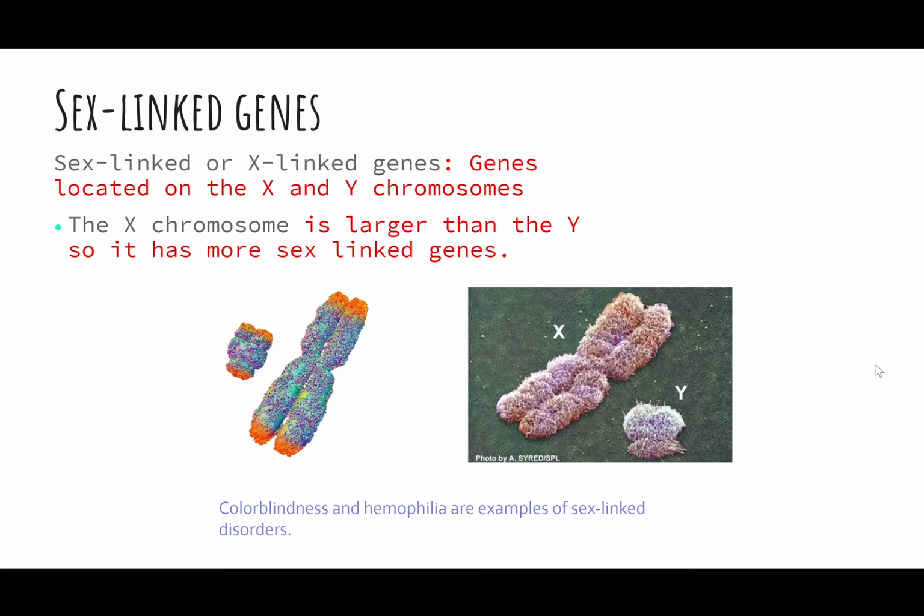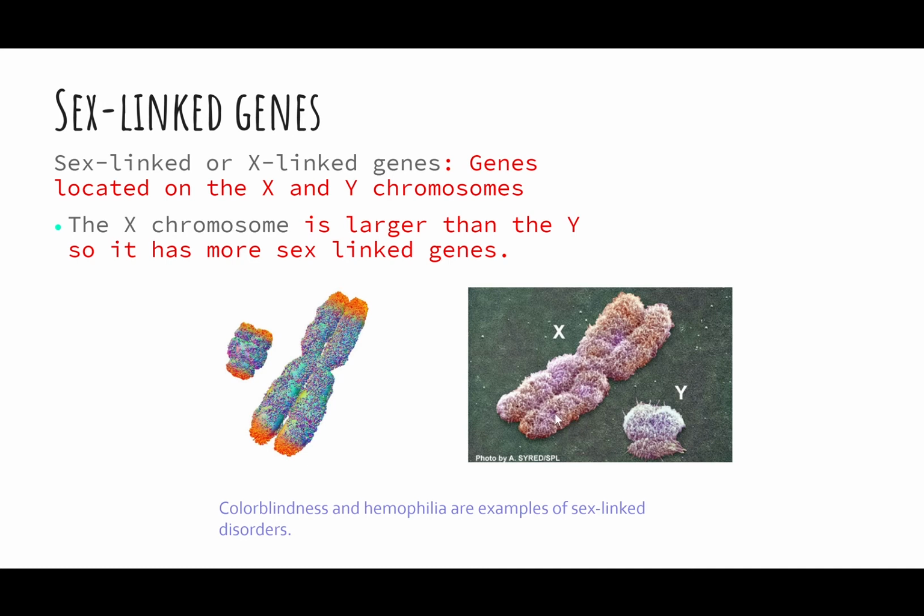And so they are what they sound like. They are genes that are located on the sex chromosomes, and specifically on the X and Y chromosomes. Okay, and here is just some closer looks at the X and Y chromosome. Something that you may notice right away is that the Y chromosome is much smaller than the X chromosome, and so it just is going to have less genes on it. It has just less space. It's made of less DNA.